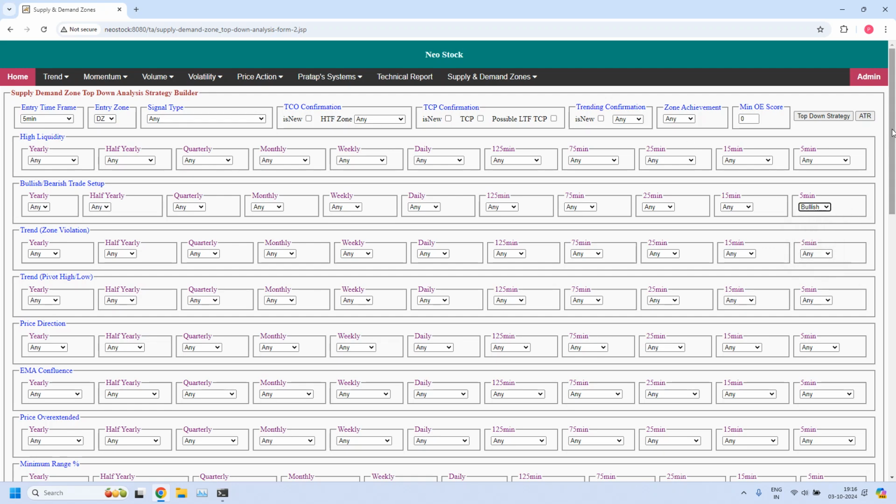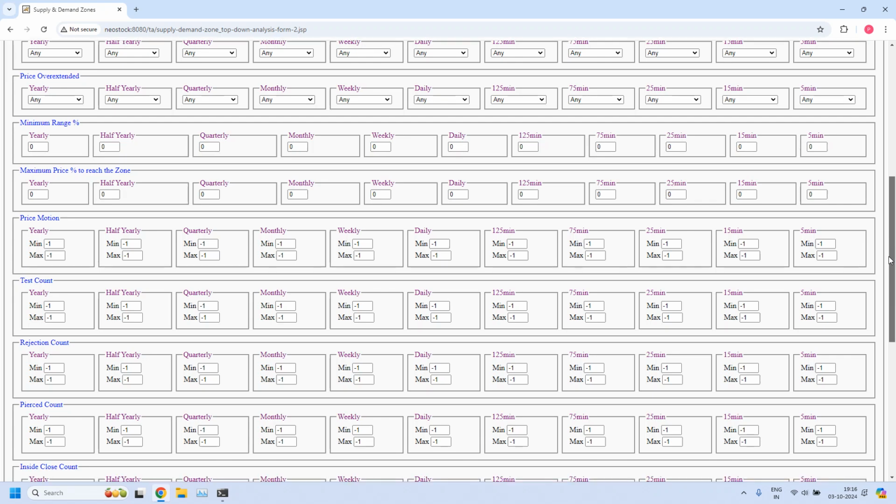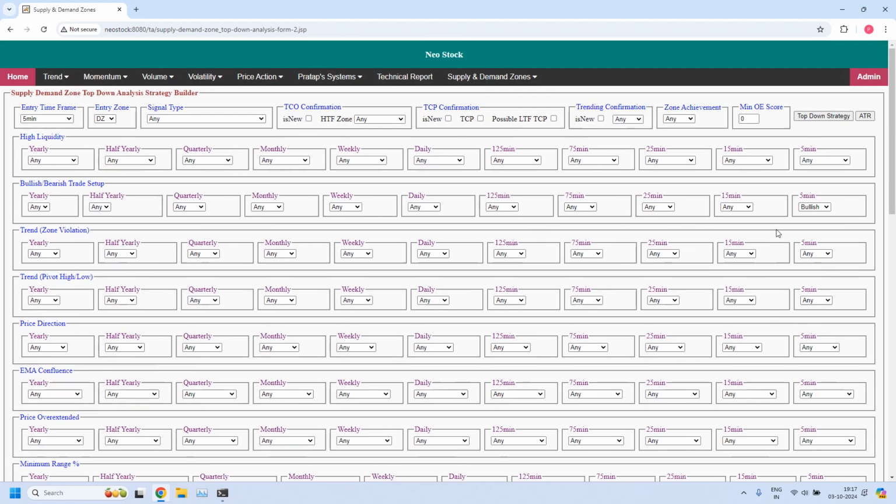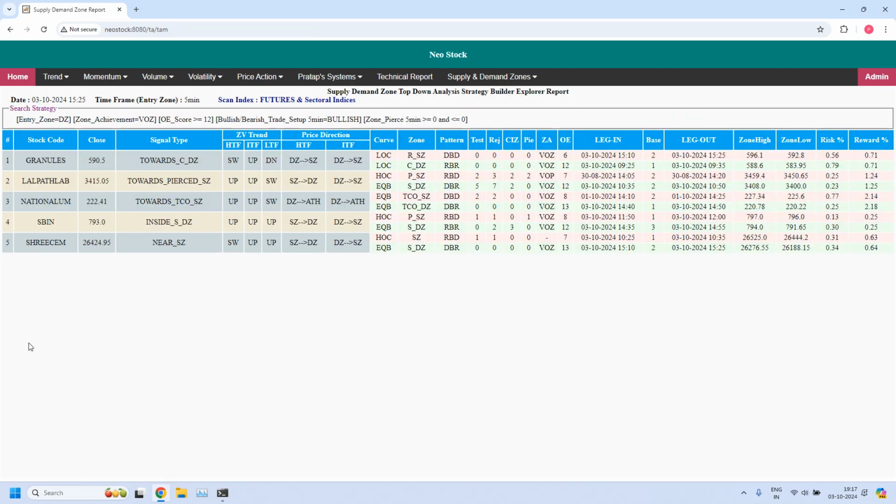The 5 minutes demand zone should not be pierced. So in the pierced count at 5 minutes time frame, I am setting minimum value 0, maximum value 0. Zone achievement is a violated opposing zone. And minimum odd enhanced score is 12. All the 3 filters are applied to the 5 minutes demand zone. 5 stocks are filtered.